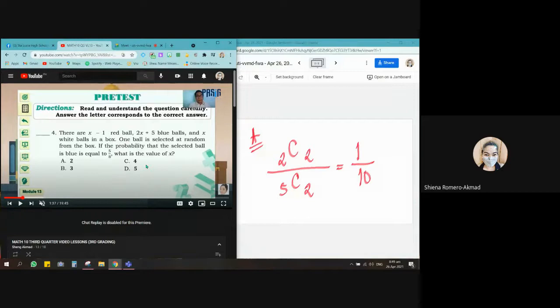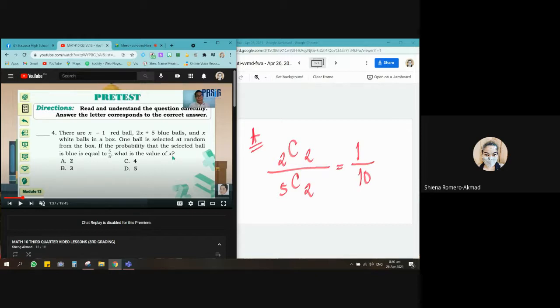Now, how about number 4? Here in number 4, you are given an expression for the number of each kind of ball. We are given x minus 1 as the number of red balls, and 2x plus 5 represents the blue balls. x represents the white balls in a box. One ball is going to be selected at random from the box. If the probability that the selected ball is blue is equal to 5 over 8, what is the value of x?